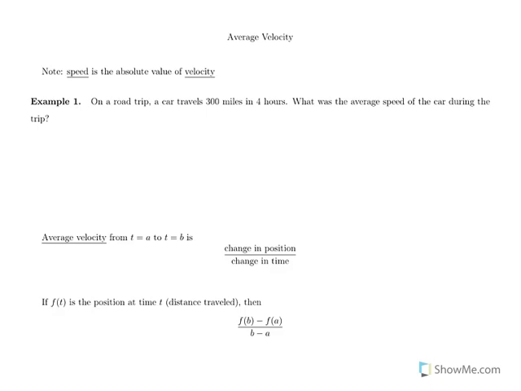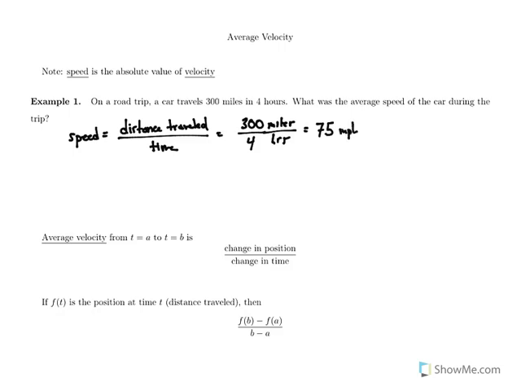All right, so first example: on a road trip, a car travels 300 miles in 4 hours. What was the average speed of the car during that trip? Well, we know that speed is going to be the distance traveled over time. In this case, that's going to be 300 miles over 4 hours, which gives us 75 miles per hour. And again, that is the average speed. So this does not mean that the car always traveled at 75 miles per hour, but it means that overall it went 75 miles per hour on average.